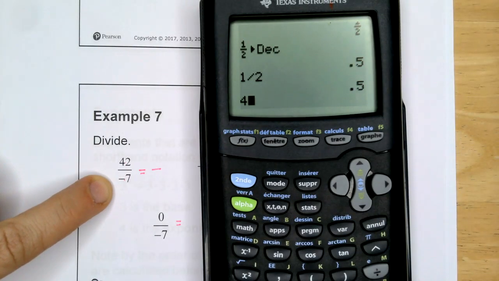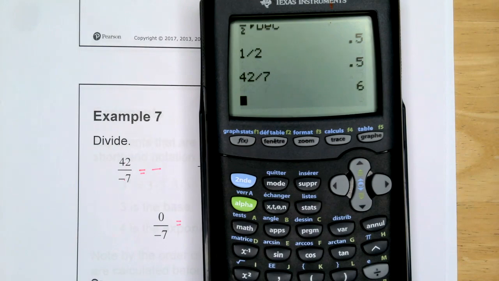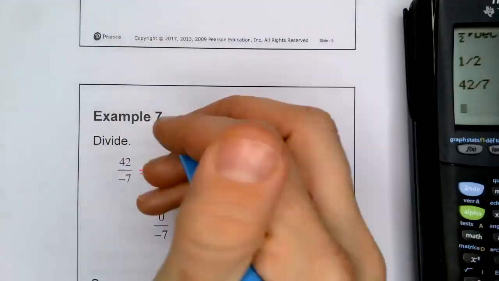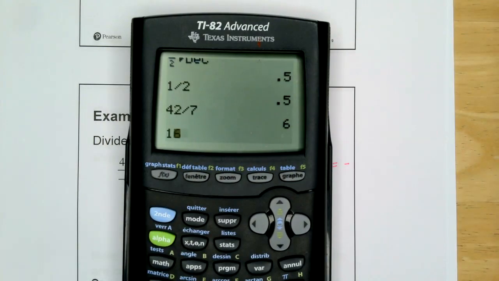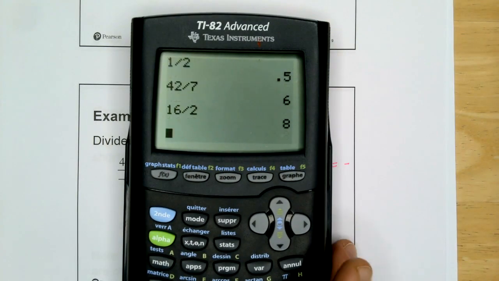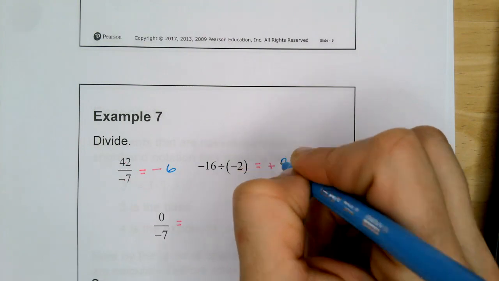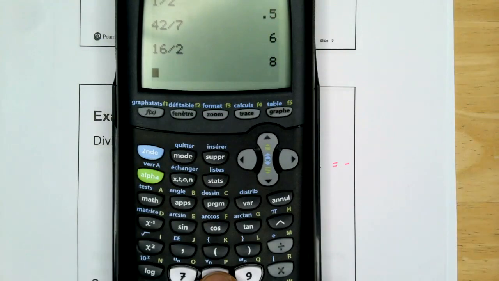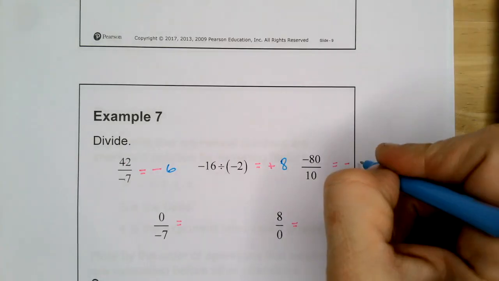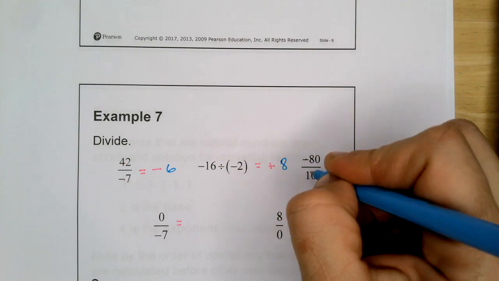42 divided by 7 is 6, so this is a negative 6. Negative 16 divided by negative 2 is just 16 divided by 2, 8, and it's a positive 8 because it's a negative divided by a negative. Negative 80 divided by 10, 80 divided by 10 is 8, but it's a negative 8 because that is a negative divided by a positive.